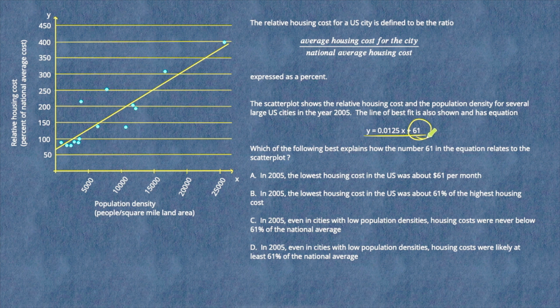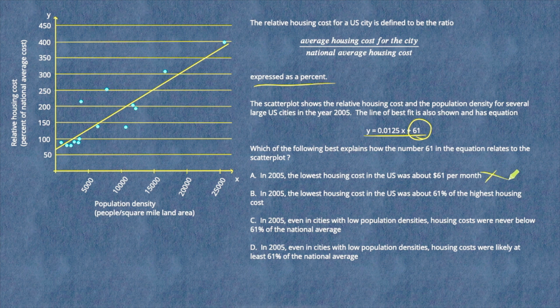So the first choice is: in 2005, the lowest housing cost in the US was about $61 per month. This obviously is not the right answer. The reason is they're talking about $61 per month. In the average formula or in the scatter plot or anywhere, there is no reference for cost per month. It's always expressed as a percentage and not in dollars. So definitely A is not the answer.